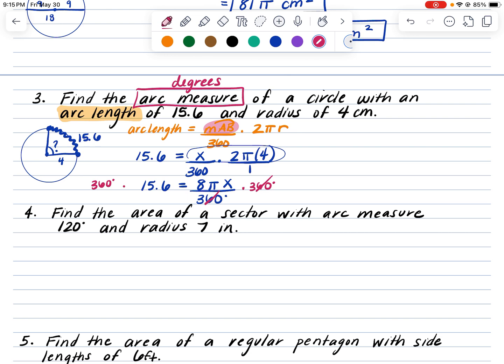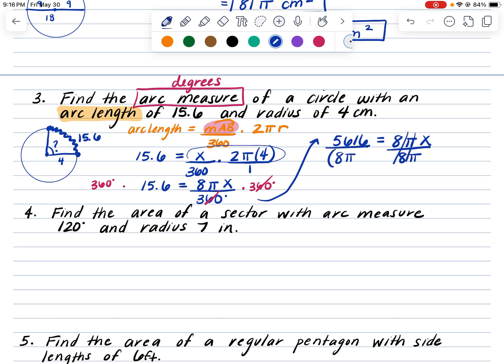So these cancel, and I'm going to do 15.6 times 360, and I'm going to move this back up here. So I get 5,616 is equal to 8 pi x. And again, I'm trying to get x by itself, so I'm going to divide by 8 pi.